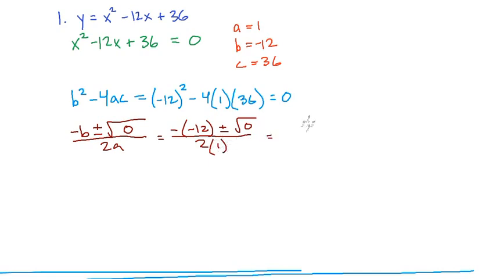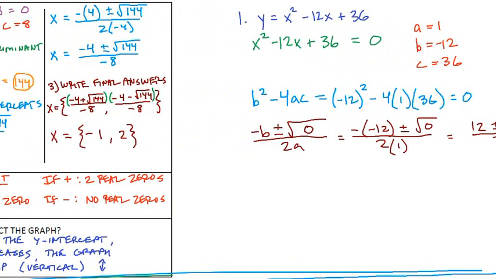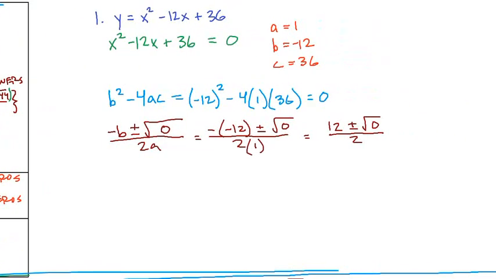Let's go ahead and simplify this. Negative times a negative is a positive, so we've got 12 plus or minus the square root of 0 divided by 2 times 1, which is 2. There are our x-intercepts. The last step is to write your final answers.